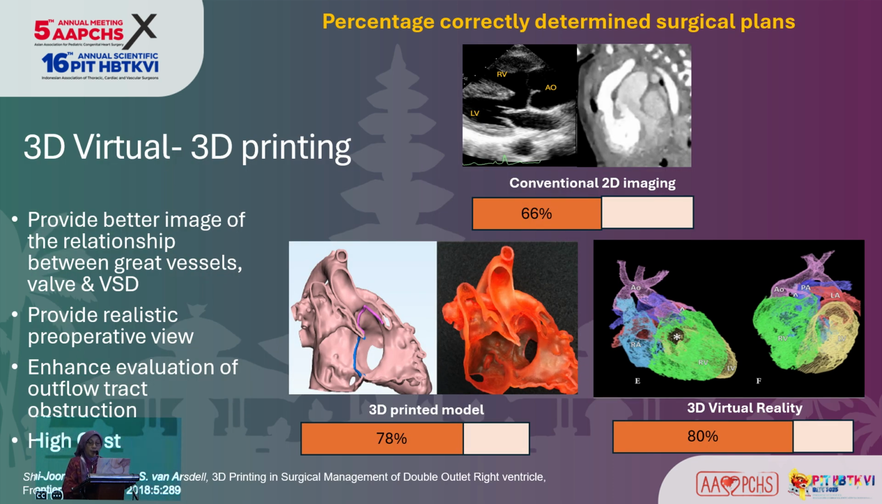3D modeling, 3D printing, and 3D virtual will be more widely applied in double outlet right ventricle patients with further improvement of imaging, post-processing, and printing technology. It allows a better appreciation of the relationship between the great vessel, valve, and ventricular septal defect. It also offers a realistic preoperative view at patient scale and enhances the evaluation of outflow tract obstruction.